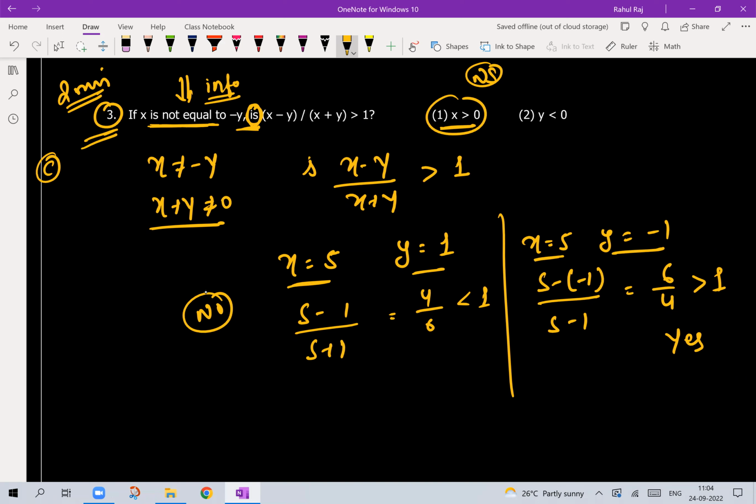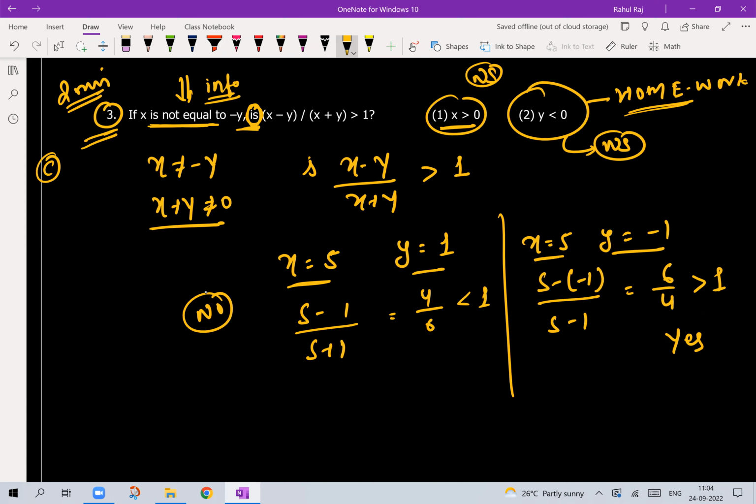Agreed? Now let's come down to option number 2. Please do this as homework for yourself. You will get a 100% yes and no situation. It should not be sufficient. It is not sufficient. But this is homework that you have to do for yourself. Please try doing it by yourself.